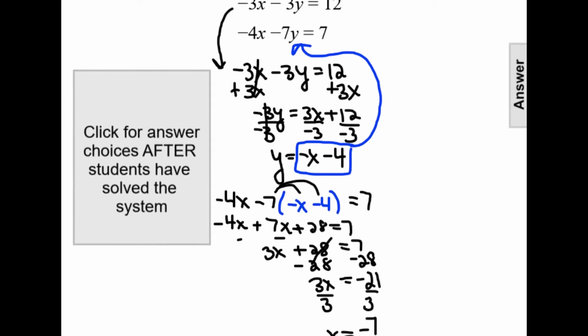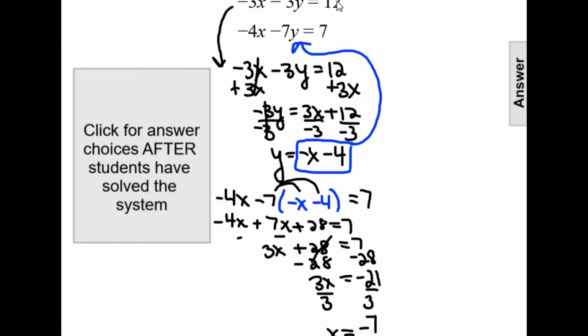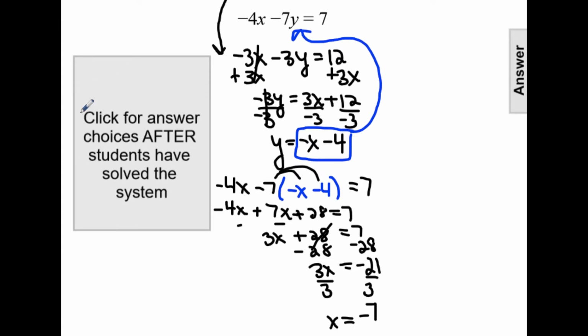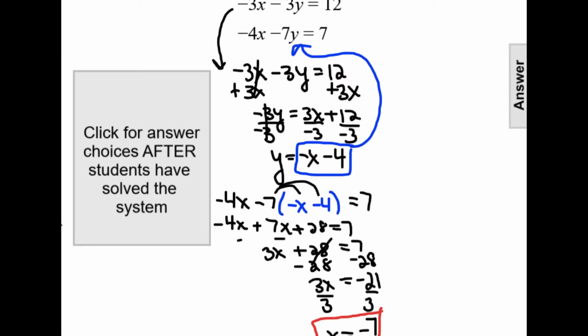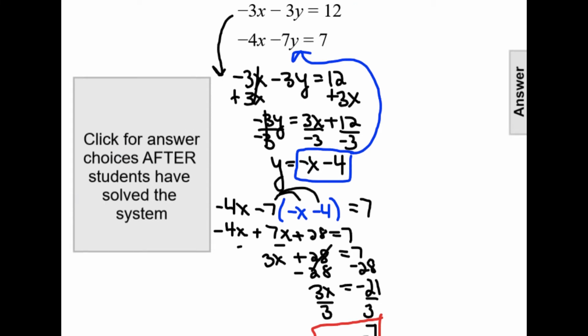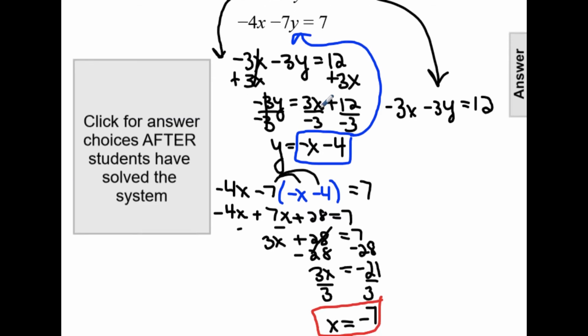Now, let's take that value that we just found for x. We have x equals -7, and we're going to substitute that into one of our original equations. So I am going to choose the top one. You could choose either. So I'm going to choose, I'll rewrite it, -3x minus 3y equals 12. And we're going to substitute that x is not x, but now we found that the value is -7.